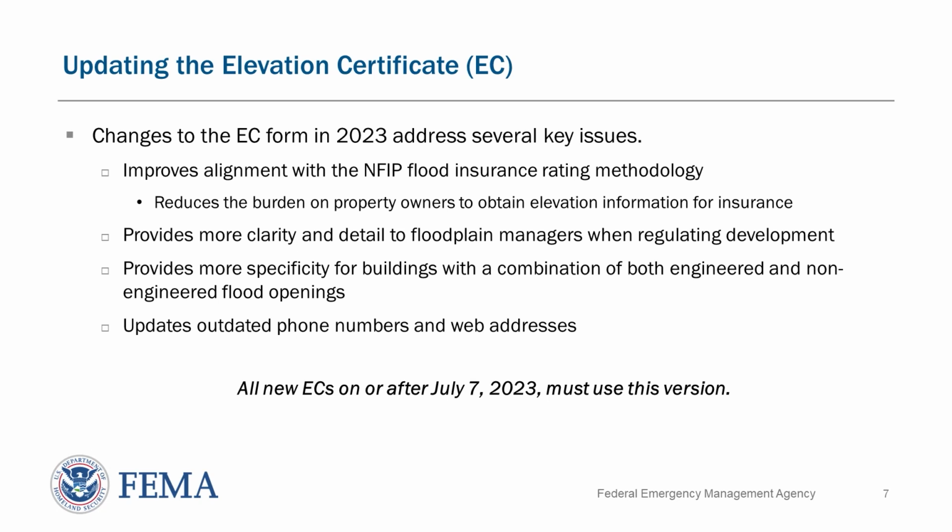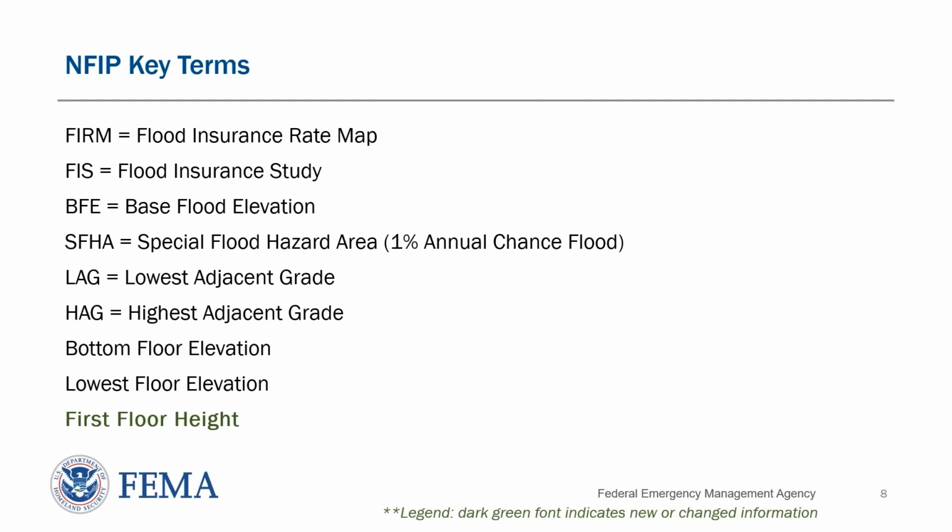FEMA approved an extension on the 2019 edition due to some technical difficulties with the new form that will soon be addressed, so both versions are acceptable until November 1st, 2023. After that, all new ECs must be done on the new 2023 edition. That's especially important for communities in the Community Rating System, where it's considered an error if you're using an outdated form. Let's review some common terms that are used on elevation certificates.